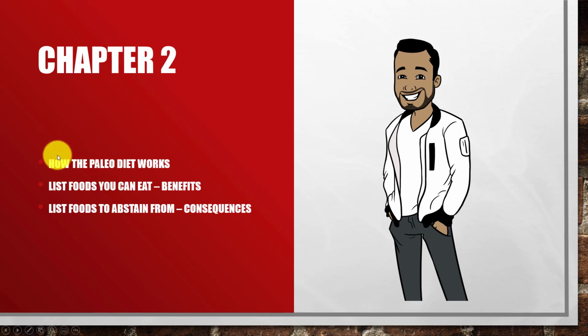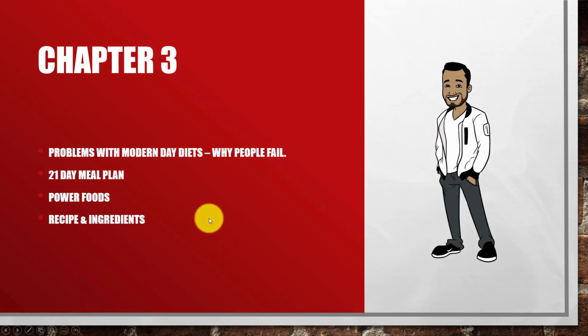Chapter 2, we're going to talk about how the paleo diet works. We're going to list foods you can eat and the benefits to them. And we're also going to do a polarizing effect where we're going to list foods to abstain from and the consequences of eating them. So refined foods, junk foods, fast foods, etc.